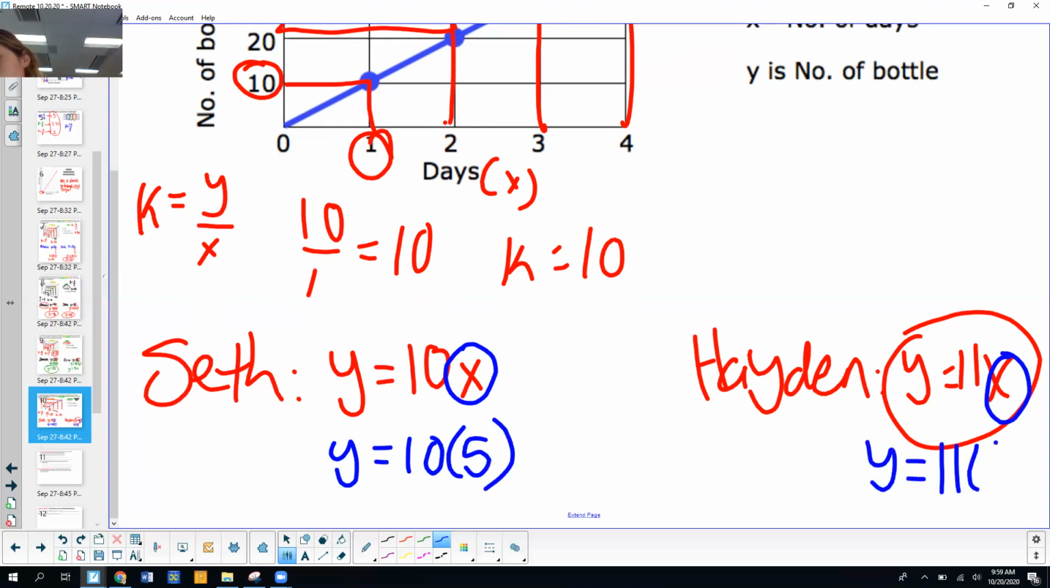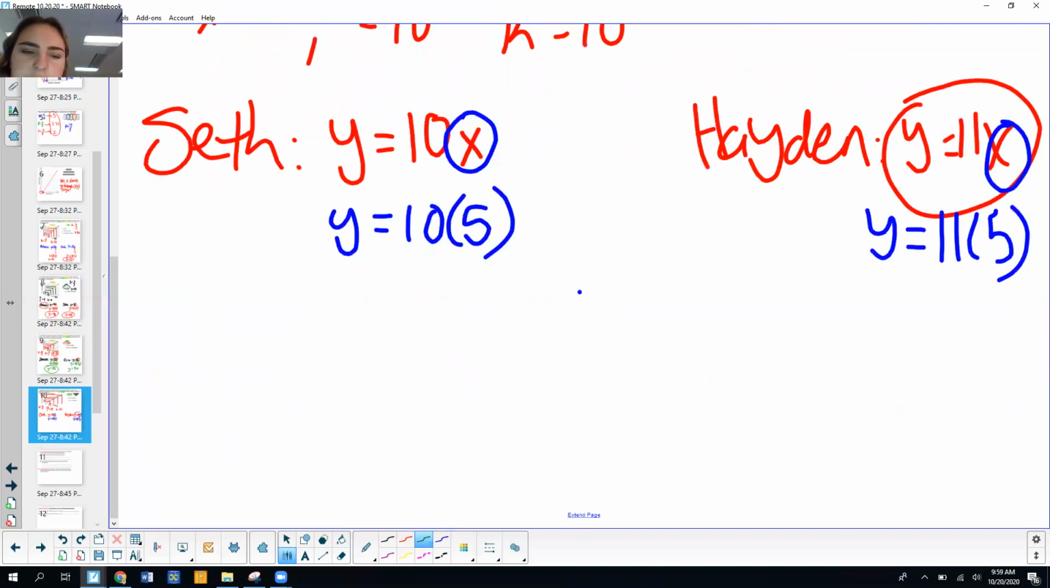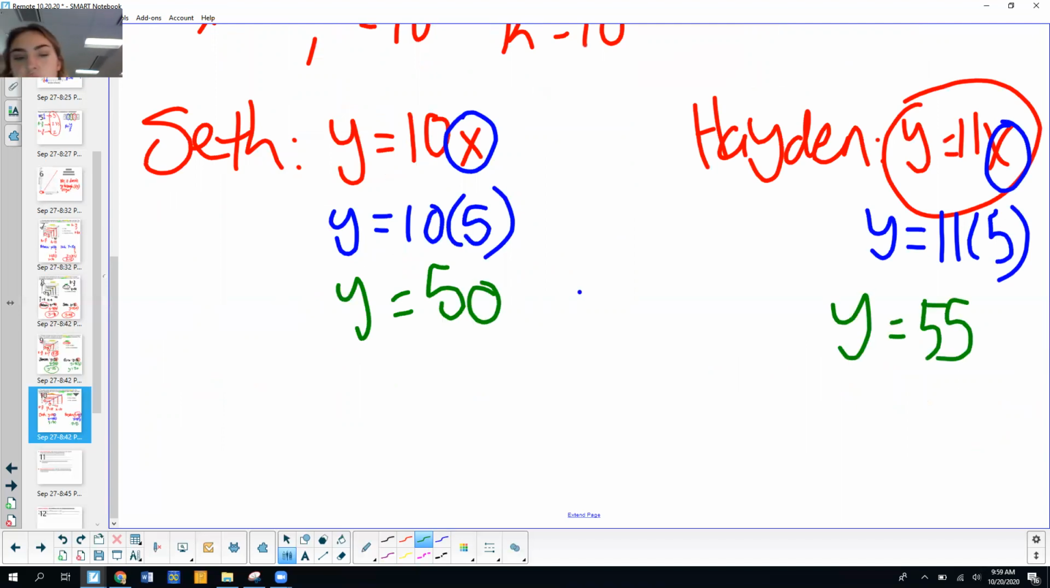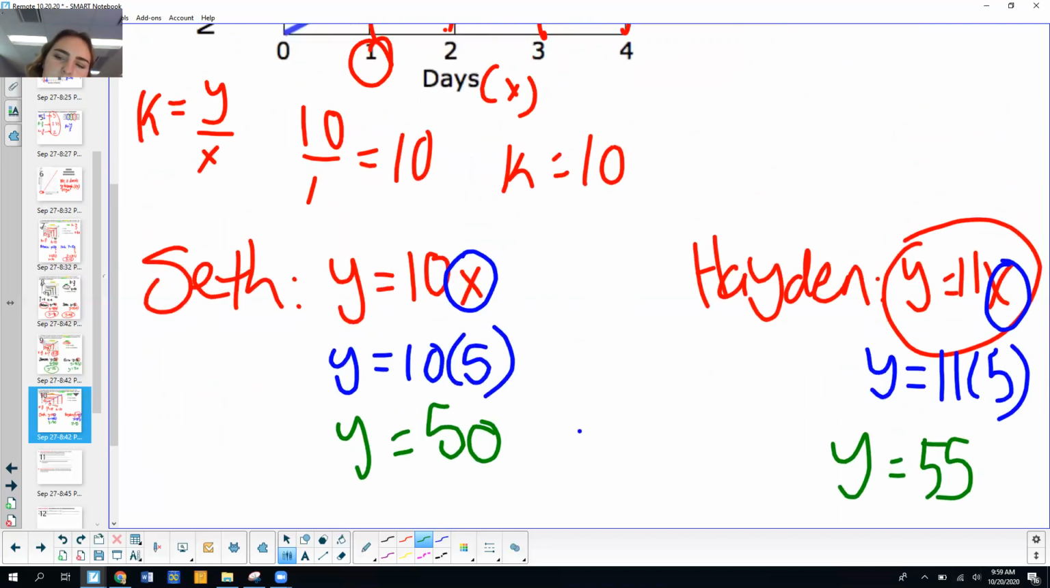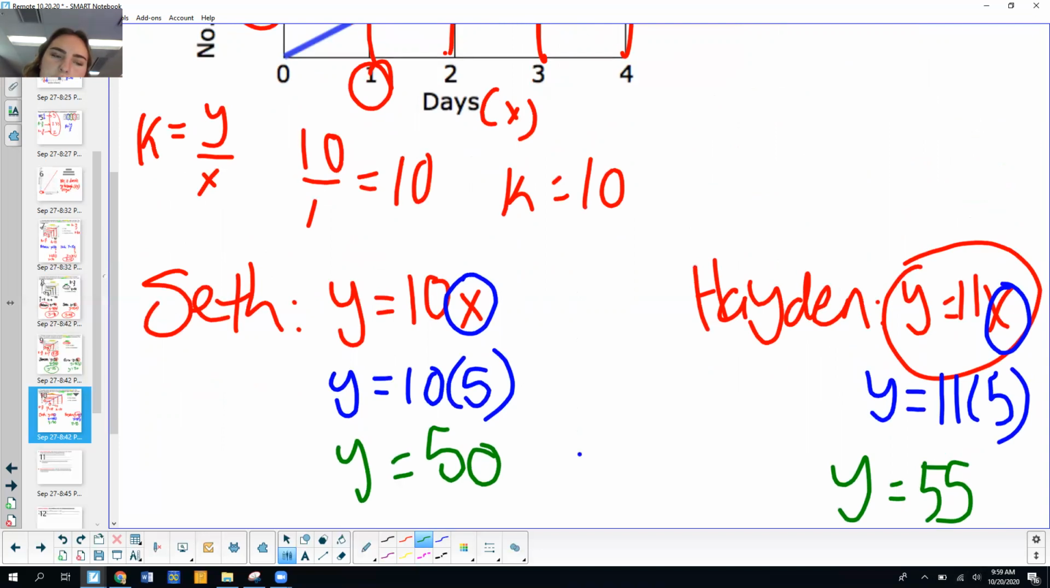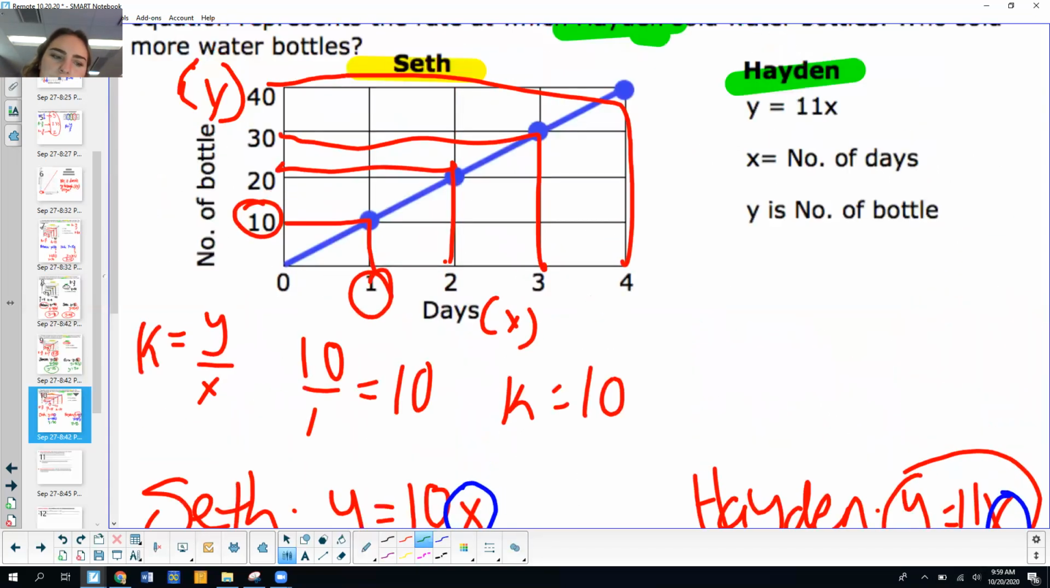So y equals 10 times 5, which is 50. And y equals 11 times 5, which is 55. So Hayden in the long run is going to sell more water bottles, selling at the rate of 11 bottles per day.